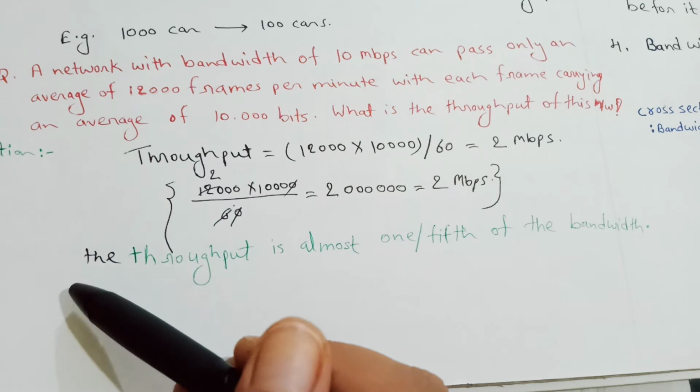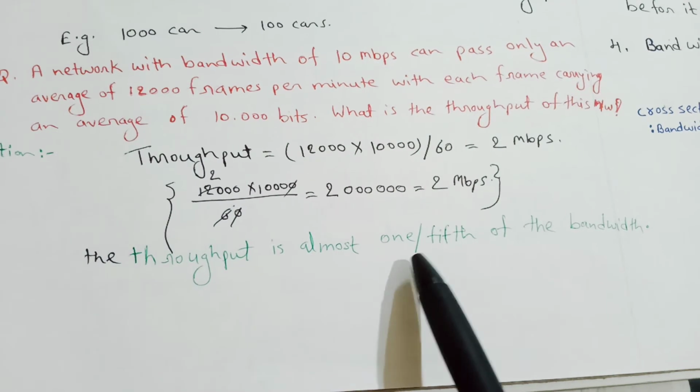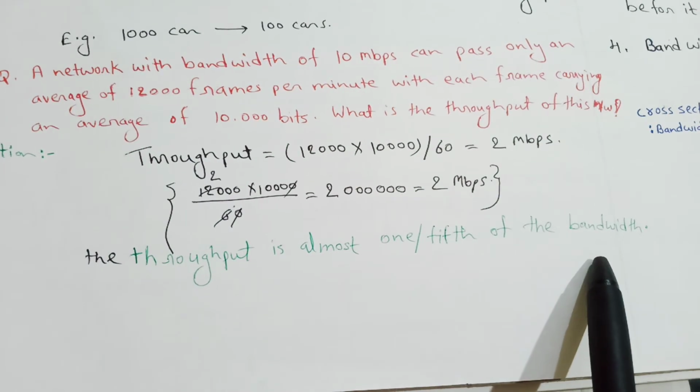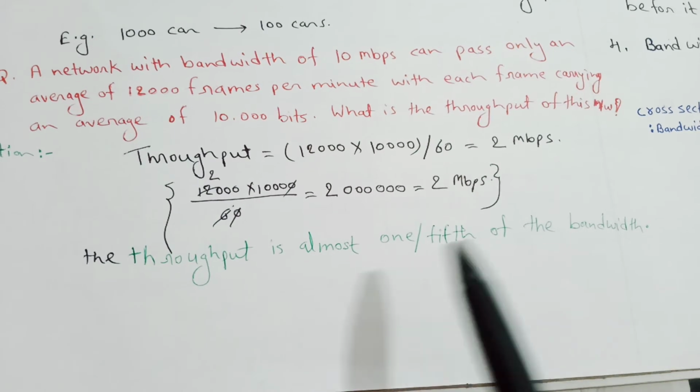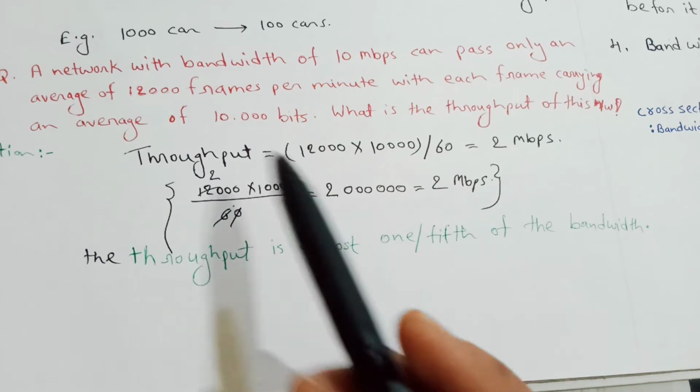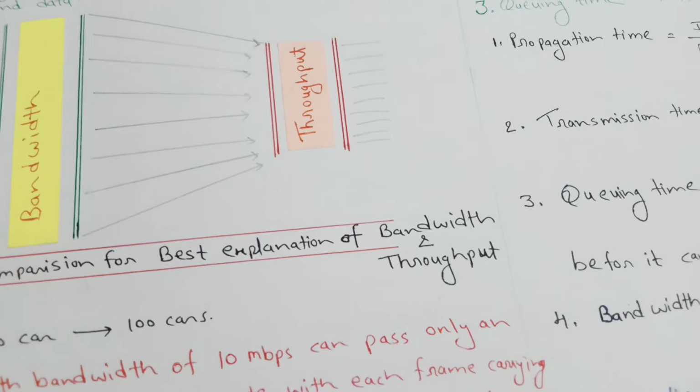The throughput is almost 1/5 of the bandwidth. As I already told, it may be 1/5 or 1/6 or 1/4, it will vary, but it will be lesser than bandwidth. That was bandwidth and throughput. Now latency.